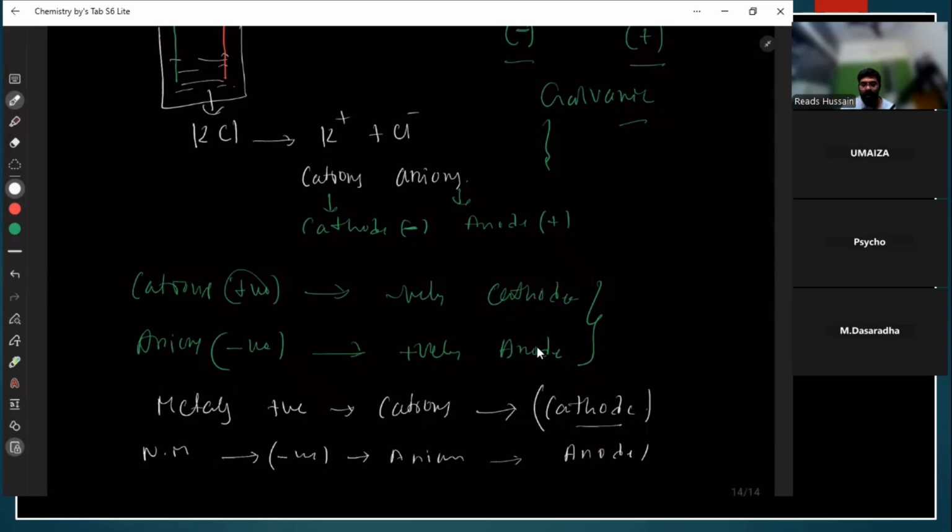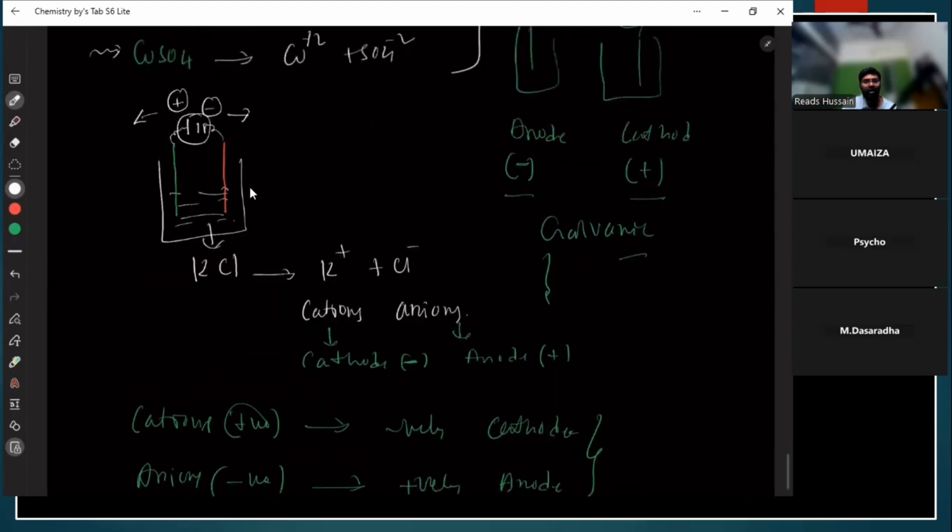So when we send some electricity into the solution, or a fused substance, it splits into ions. This is called electrolysis. What is electrolysis? It is the process of decomposing or breaking down a substance into its constituent ions by passing electric current.